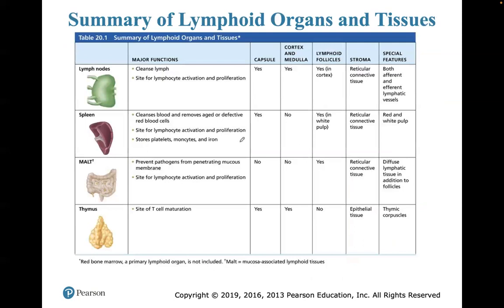So this is the overall summary of what the lymphoid organs and tissues do. Lymph nodes cleanse the lymph and are a site for lymphocyte activation and proliferation. The spleen cleanses blood and is a site for lymphocyte activation again. And then comes MALT, which also helps in lymphocyte activation. It's present in various other organs, for example the appendix, tonsils, and Peyer's patches. And then the thymus, but the thymus is not for activation of lymphocytes. It is the site for T cell maturation.